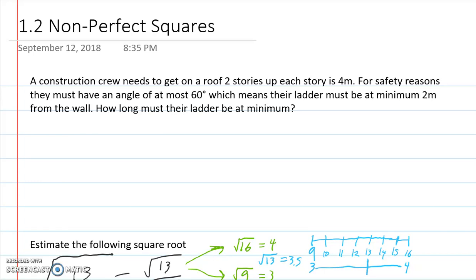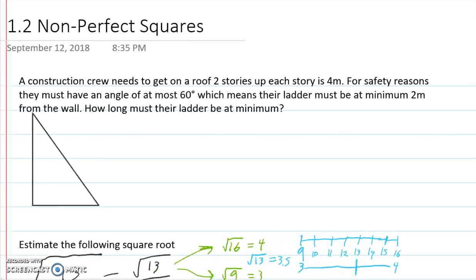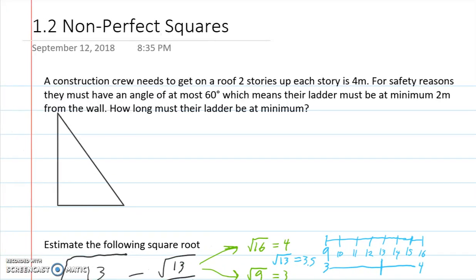So let's draw a shape here. We have a triangle situation. Their roof is 2 stories up, so I'm going to write 2 stories over here. Then it says each story is 4 meters, which means 2 times 4, which is 8. So it's actually 8 meters up. 2 stories or 8 meters.